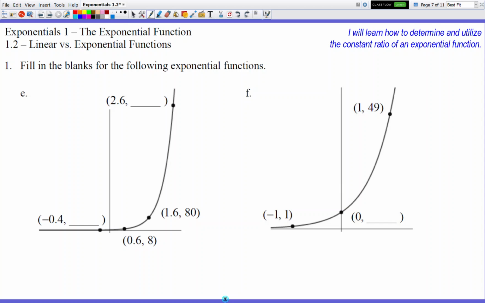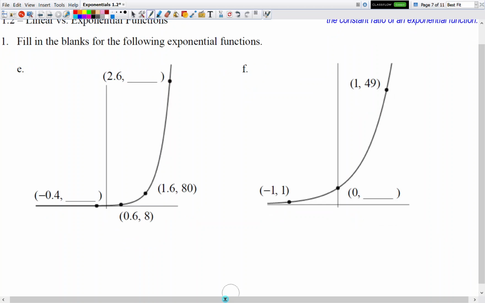Okay? So, right, next problem. Okay, so like I said, first thing you do is you want to make your blank equation.